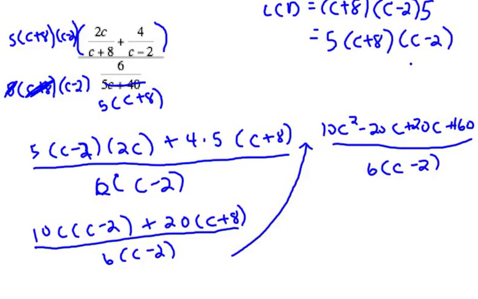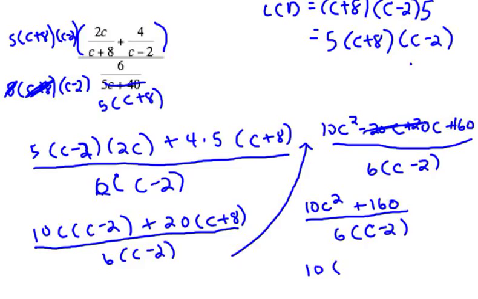So now let's collect our like terms up here. I have 10c squared minus 20c plus 20c, of course, cancel each other out, plus 160, all over 6 times c minus 2. Now factor my GCF out of here, which is, of course, 10. That leaves me c squared plus 16 all over 6 times c minus 2.